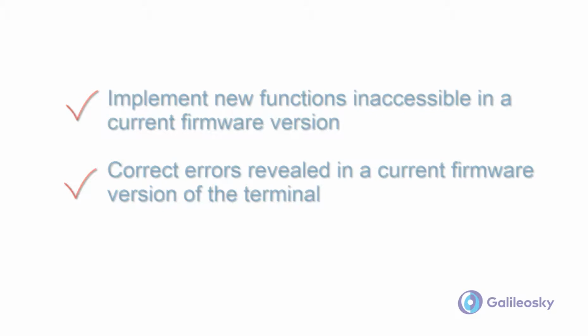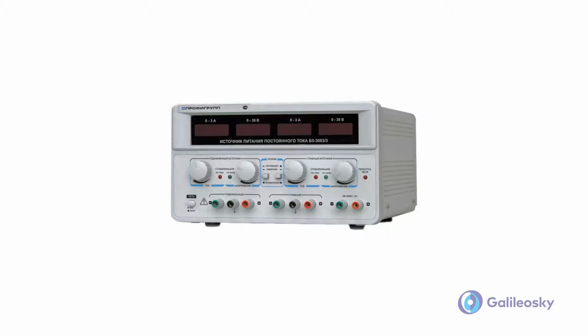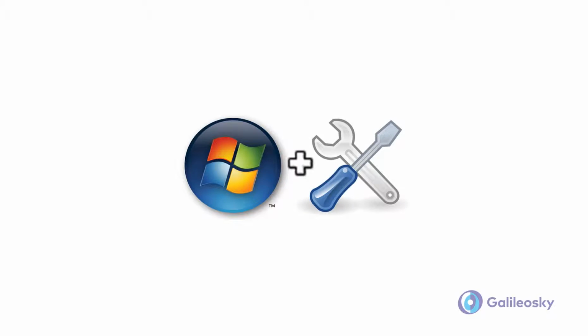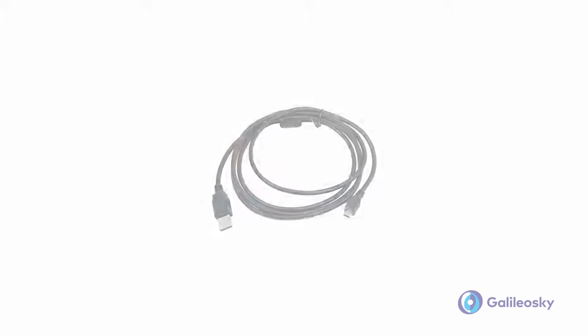For restoration of terminal operation by forced transfer to bootloader mode, you need two direct current power supplies with a range of operating voltage, or a two-channel power supply, a Windows-based computer with the installed Galileo Sky terminals configurator program, and a mini USB cable.